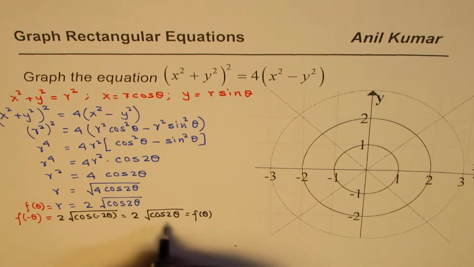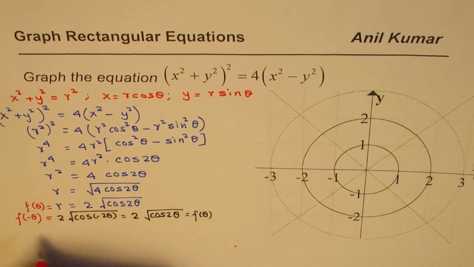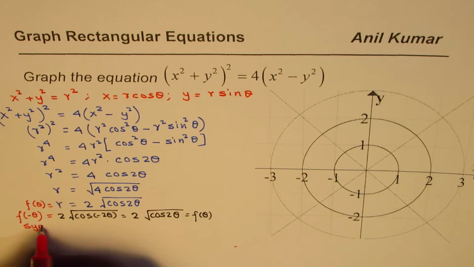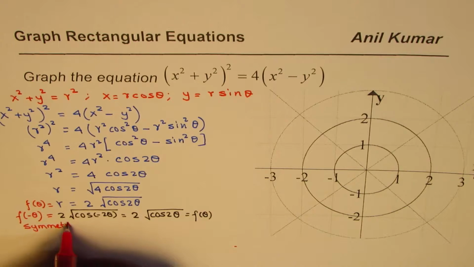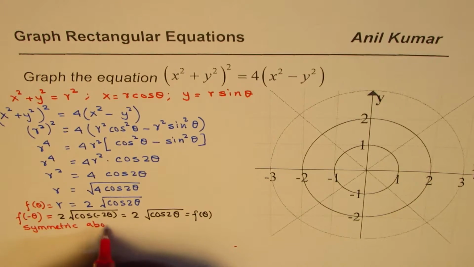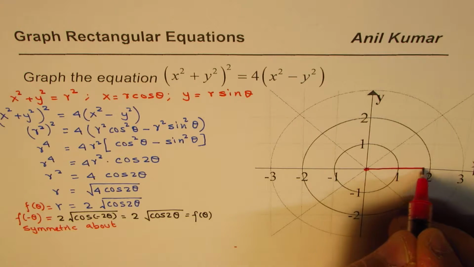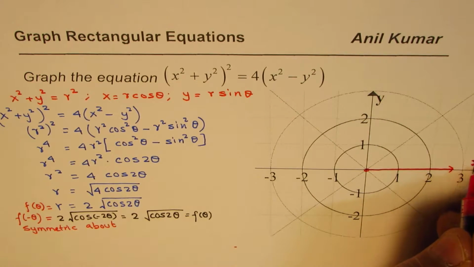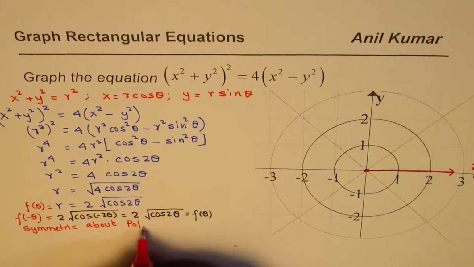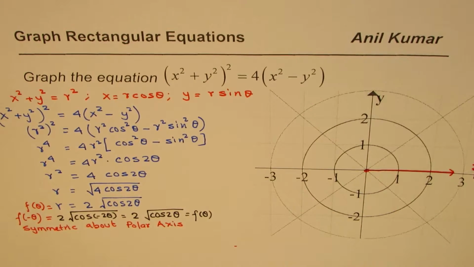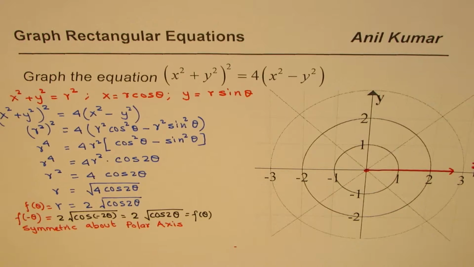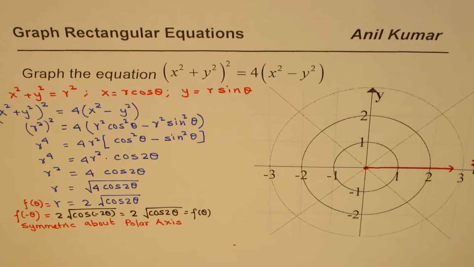Is that okay? So that shows that the given function is symmetric about which axis? About the polar axis, right? About this polar axis. I should not have x here. About polar axis. Correct. So we get one kind of symmetry in this particular case, and that is about the polar axis.